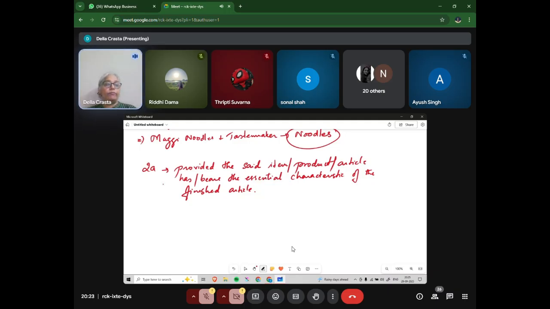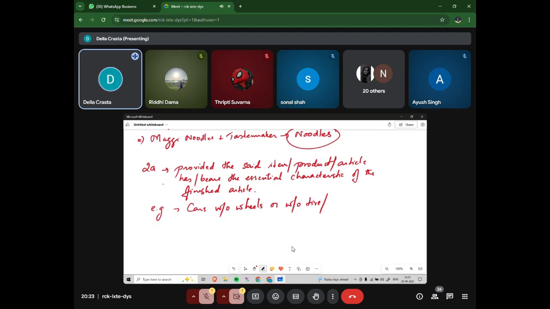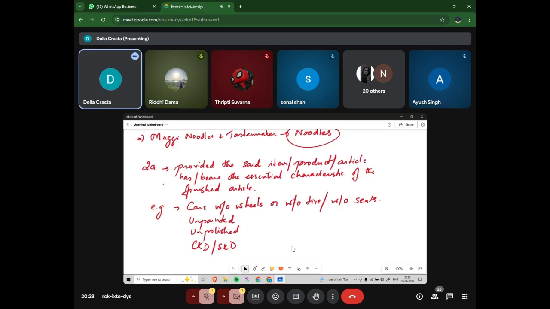Okay, so we saw some examples here, like we saw cars without wheels or without tires or without seats. Okay, then unpainted articles, or unpolished, or CKD, SKD. These were the examples that we saw in this. Clear?